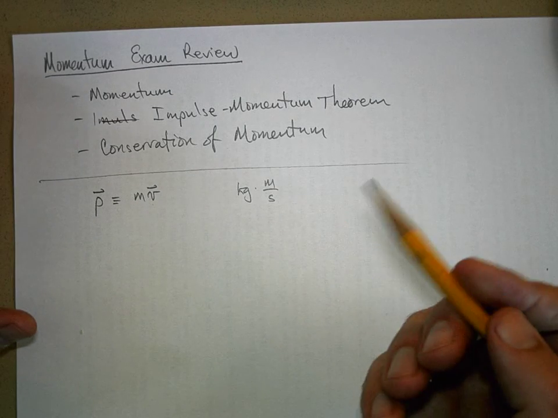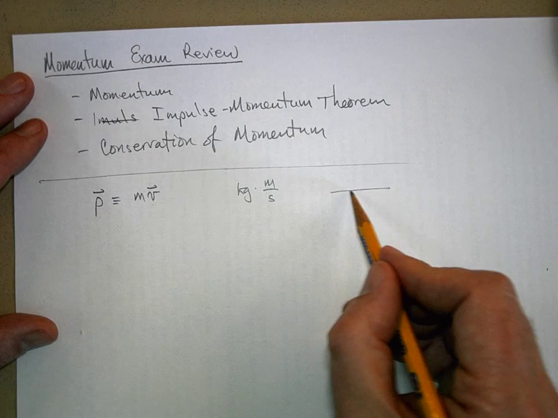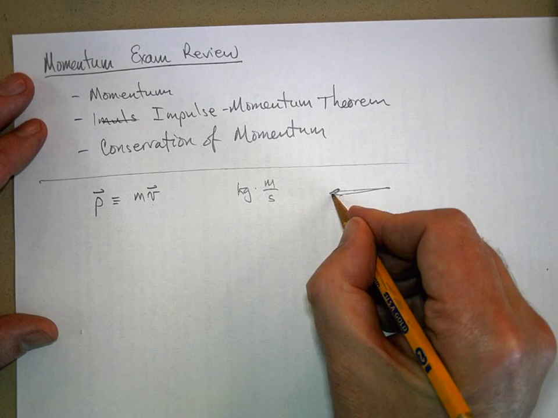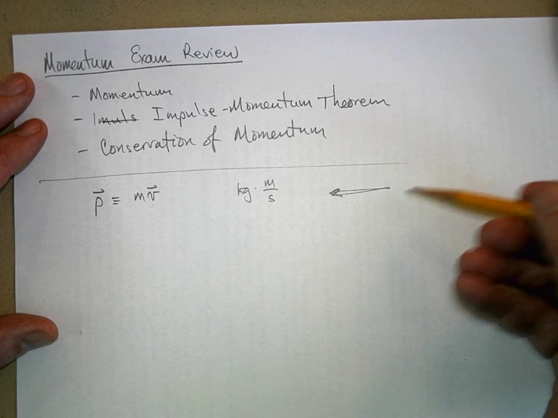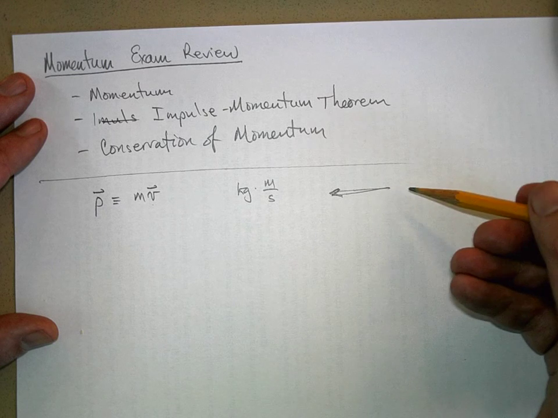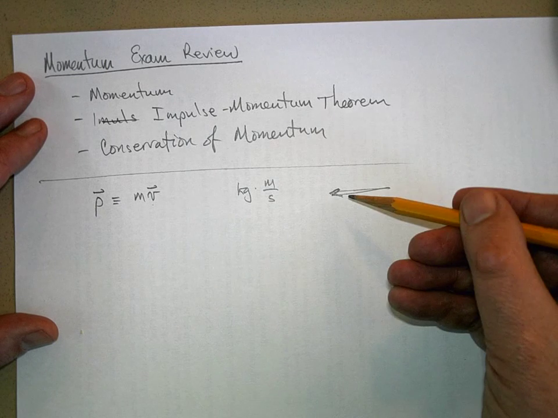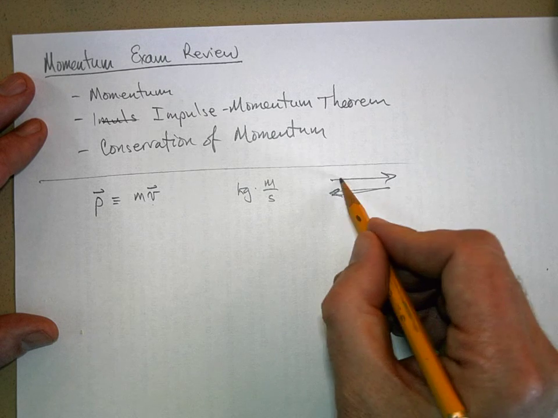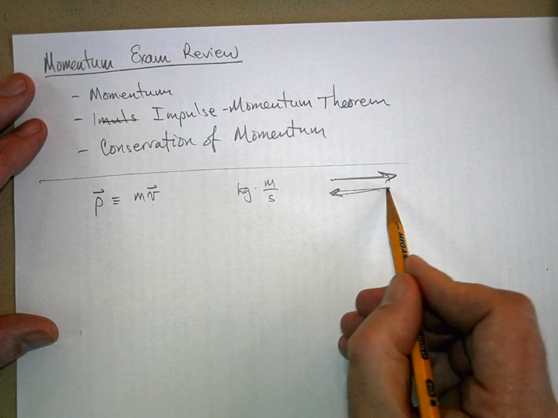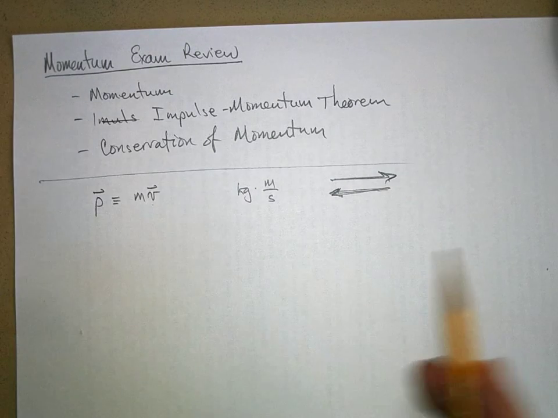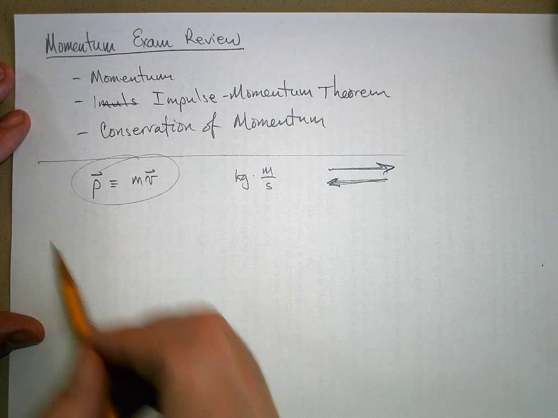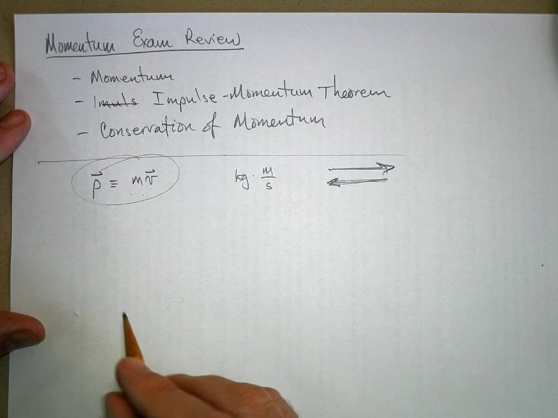So if something is moving in this direction, its momentum vector, we would make that negative, right? Because to the left is negative and to the right would be positive. So if something has momentum like this, that's different than having momentum like this. Direction matters.